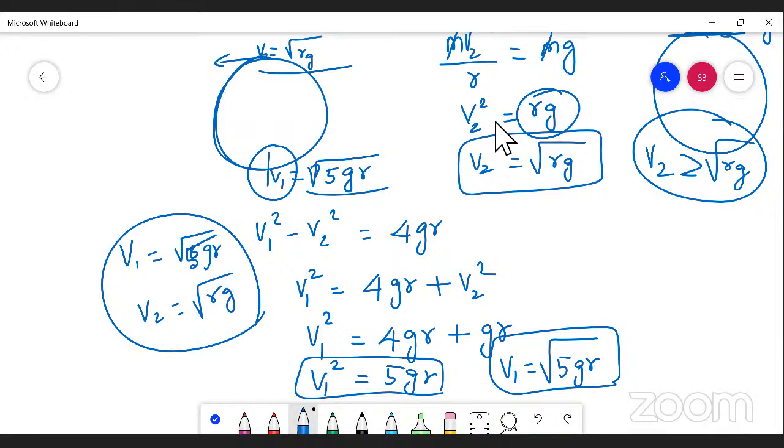This is the basic information of the highest point velocity and the lowest point velocity. So the tension difference, T1 minus T2, is equal to what value? 6 mg. Very good.